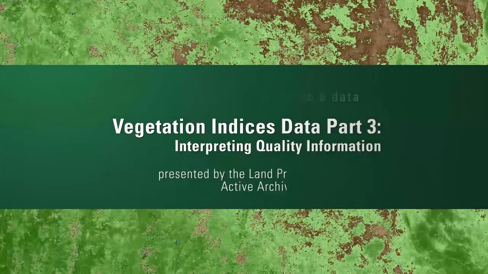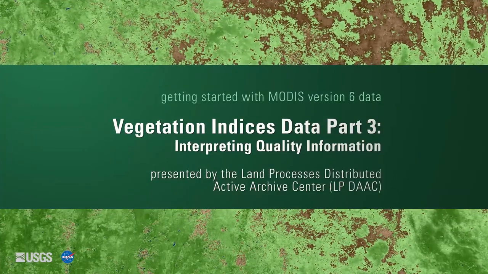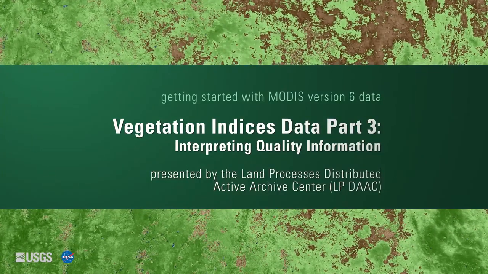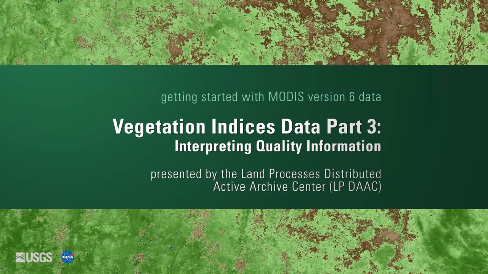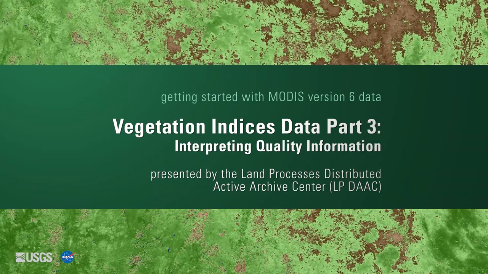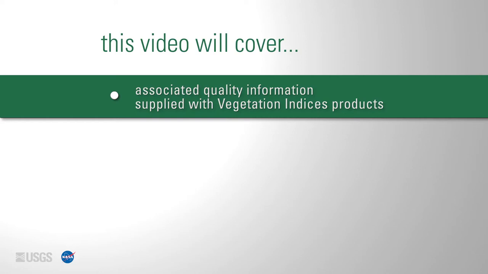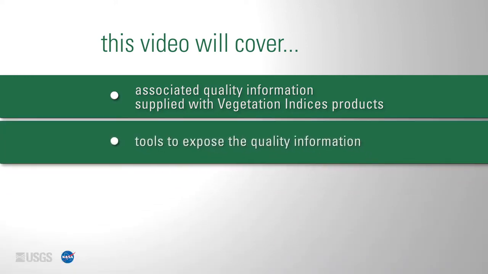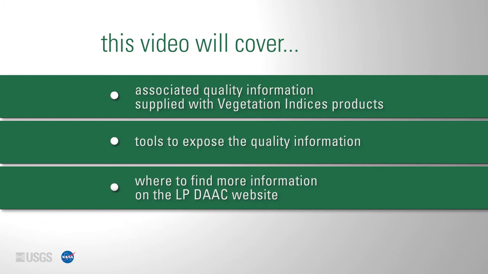Getting started with MODIS version 6 Vegetation Indices Data Part 3, Interpreting Quality Information, presented by the Land Processes Distributed Active Archive Center, or LP DAAC. This is Part 3 of the Getting Started with MODIS version 6 Vegetation Indices Data video series. This video will cover the quality information associated with vegetation indices products. We will discuss the information the quality layers contain, tools that can be used to expose the quality information for further use, and where to find out more information on the LP DAAC's website.